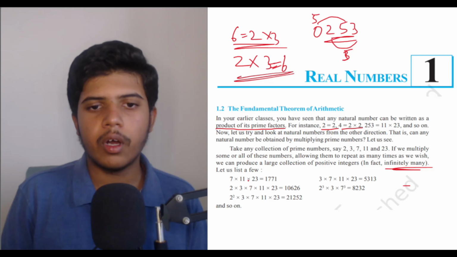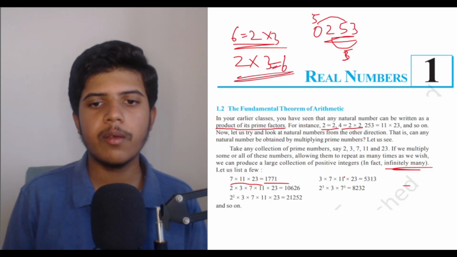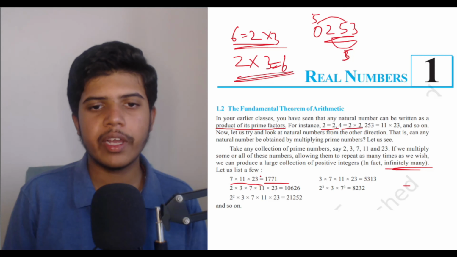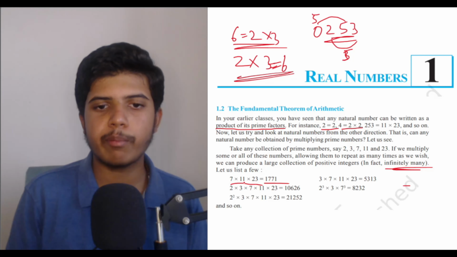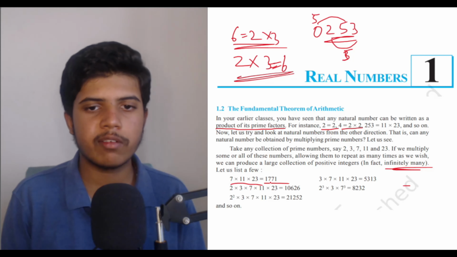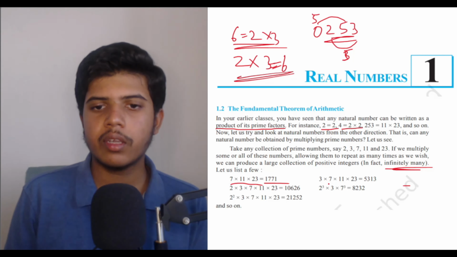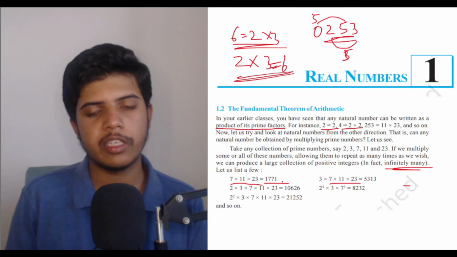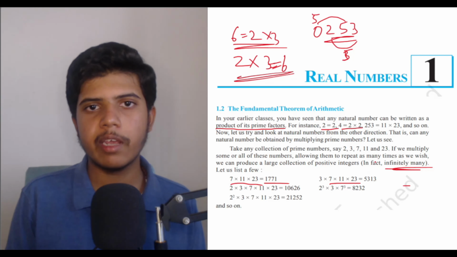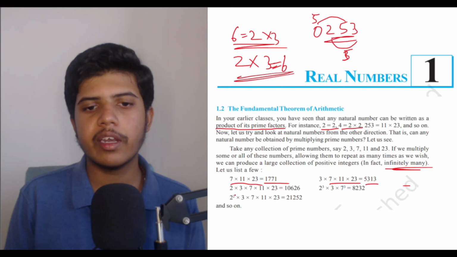So let us list a few. 7 into 11 into 23 is 1771. You're taking 3 out of these 5 numbers, multiplying them with each other, and the product is 1771, which is a natural number. And 3 into 7 into 11 into 23: you know 7 into 11 into 23 is 1771, you're multiplying the entire thing with 3, which is another prime number from this list, and you get 5313. And in the next example, you are multiplying all 5 numbers.